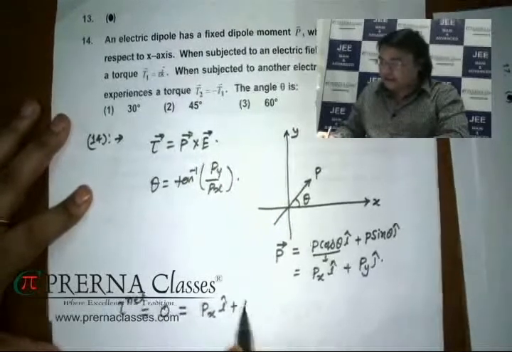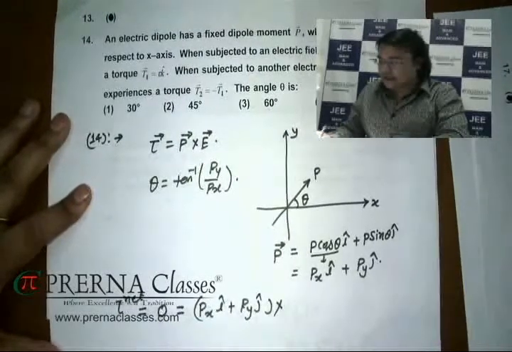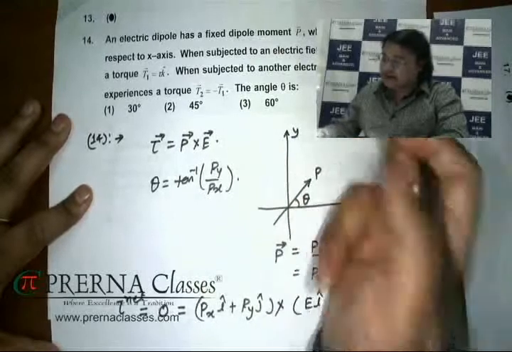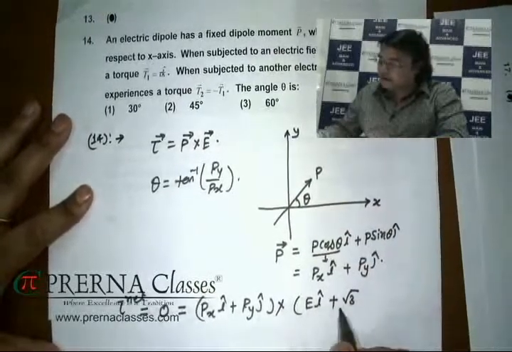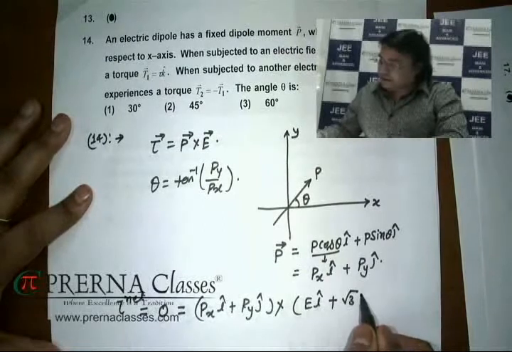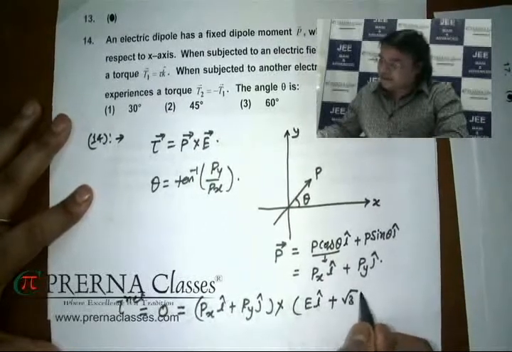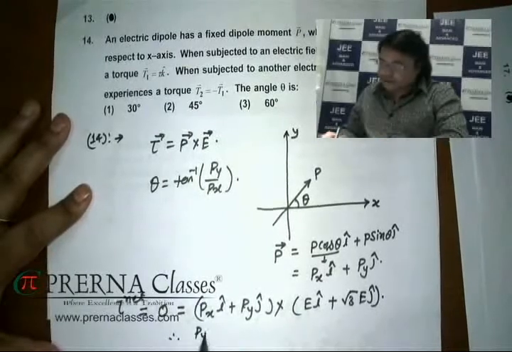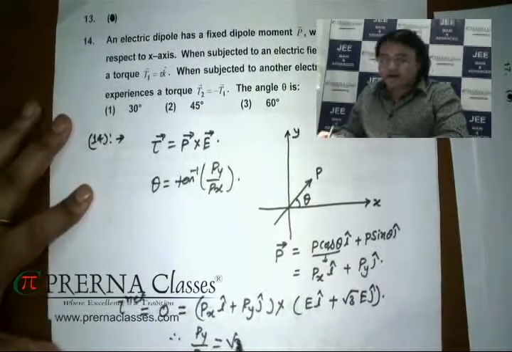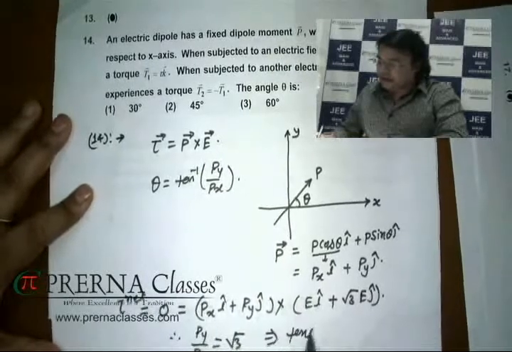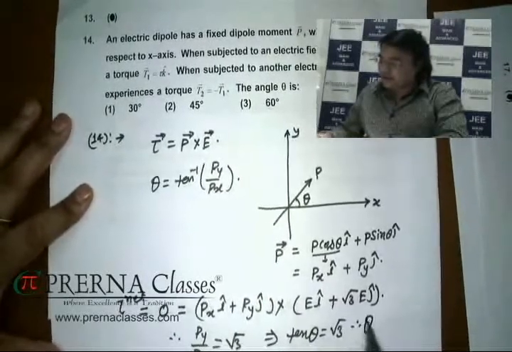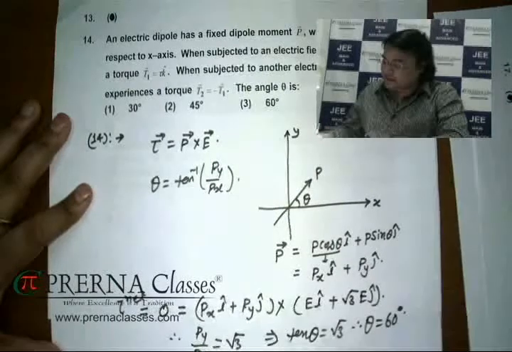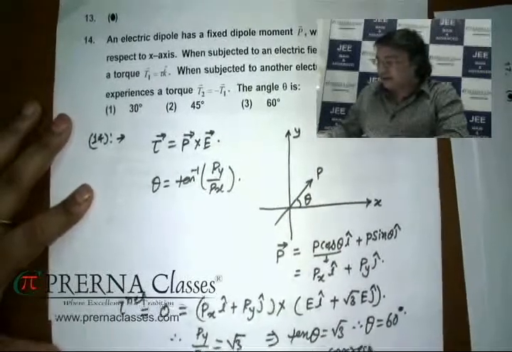So net torque under the two electric fields will be 0. So it is equal to px i cap plus py j cap cross E i cap plus the second electric field here, which is root 3 E, that means root 3 E j cap. On solving we have py by px comes root 3, so that implies tan theta equal to root 3, so theta will be 60 degree. So the correct option here will be 3. Okay, 3 is correct.